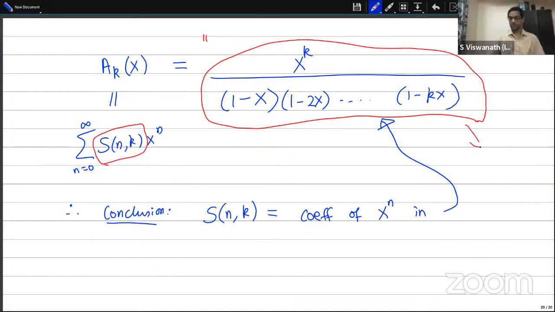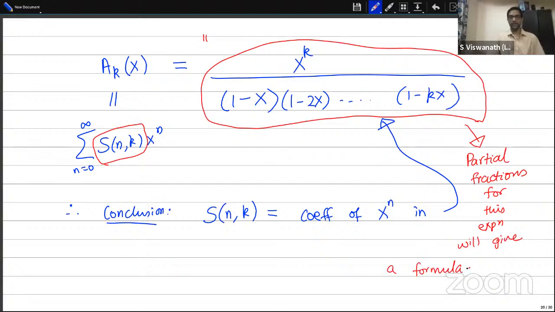Okay, so maybe that's again something which we will defer to the tutorial. So partial fractions for this expression will give a formula. And it's actually a very nice formula. So again, I encourage everyone to try it out in advance before the Sunday tutorial. It's a very beautiful formula.